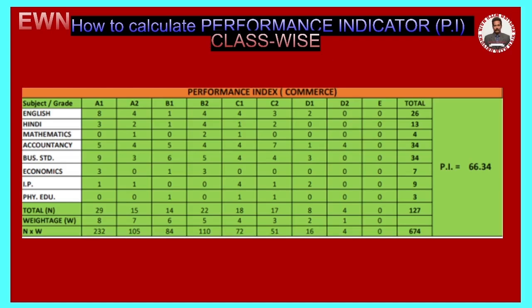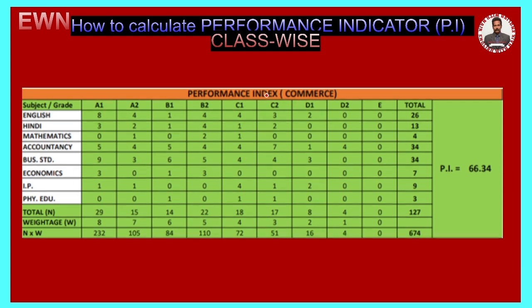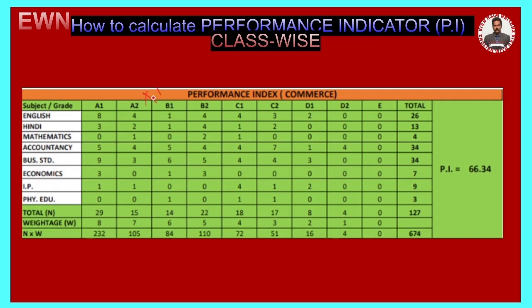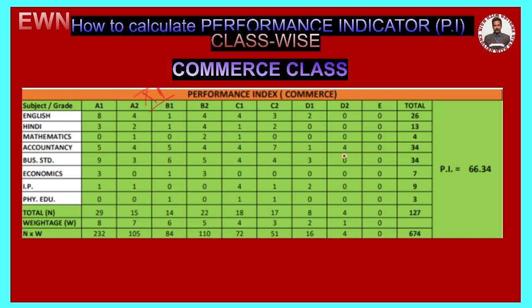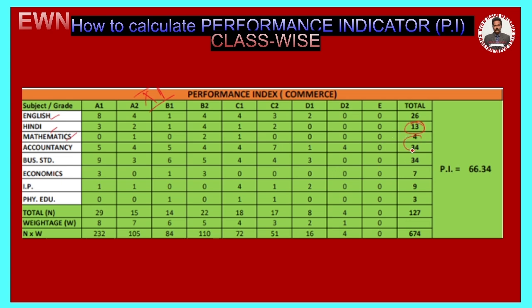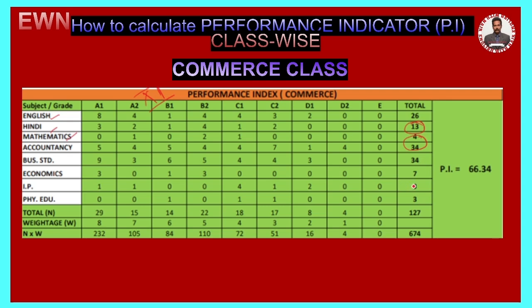Now let's see about class wise. So if you have the commerce stream and we want to calculate for 12th standard, comprising different students for English, different students for Hindi, mathematics, they are opting only 13 students have opted for mathematics, accountancy only 4 students have opted, and so on. So when we have different students for different subjects, and these are the subjects for commerce: English 1, 2, 3, 4, 5, 6, 7 and 8. So we have 8 subjects, right?